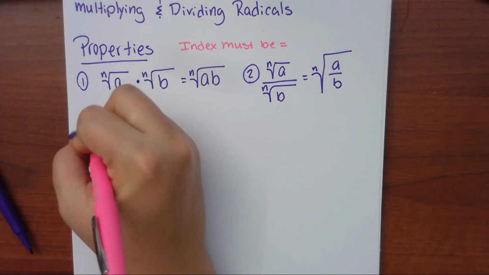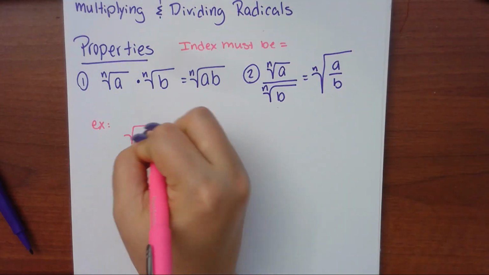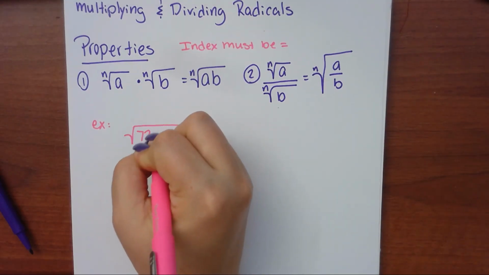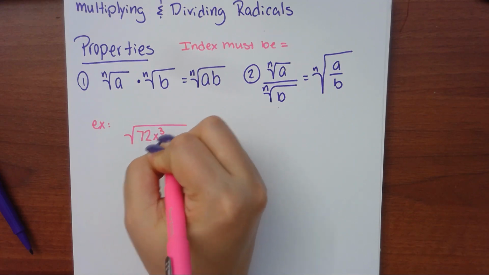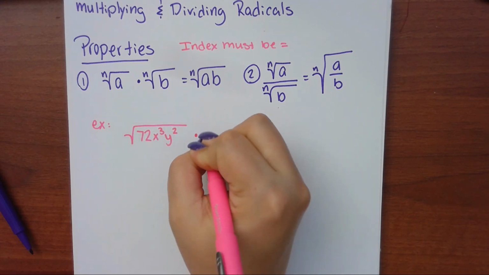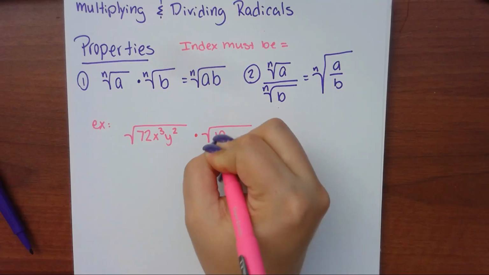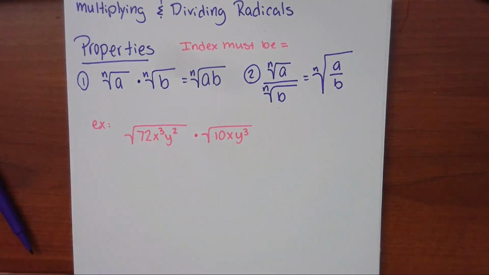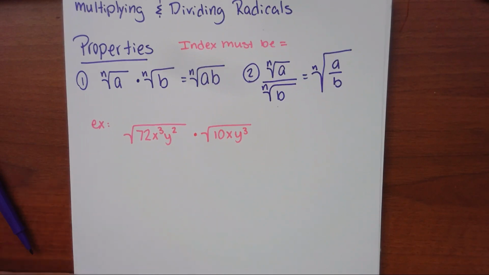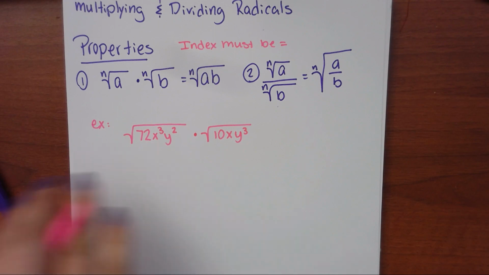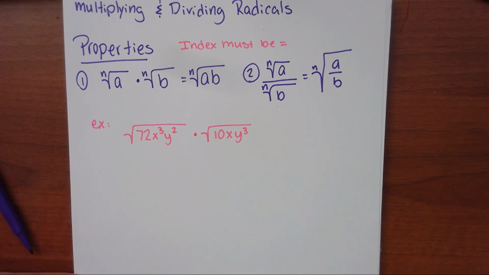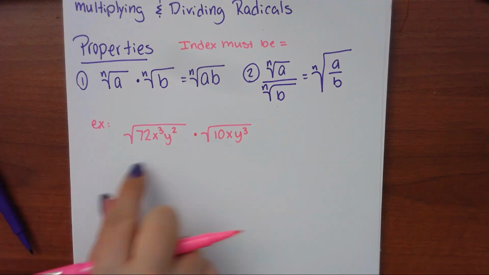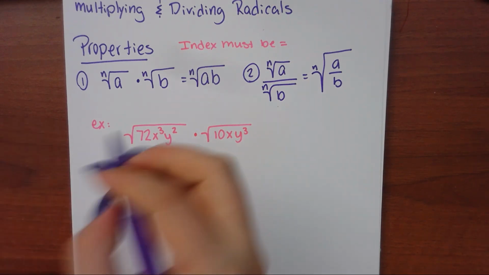Let's say I have the square root of 72 x to the third y to the second times the square root of 10 x y to the third. Now we can simplify first, or we can just multiply first. I actually would prefer that you multiply first and then simplify the radical later, because sometimes the radicals don't simplify nicely until you multiply. So here's what's going to happen. Because the indexes are the same, we're just going to multiply the radicals underneath into one big radical.